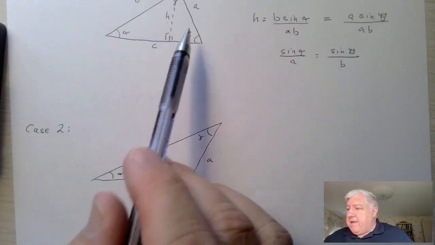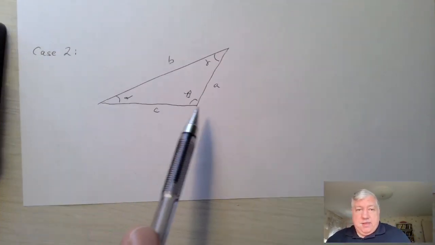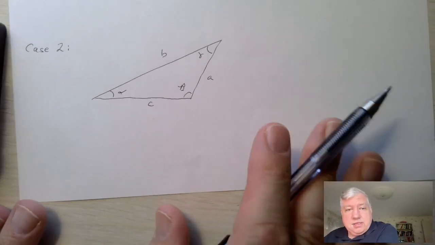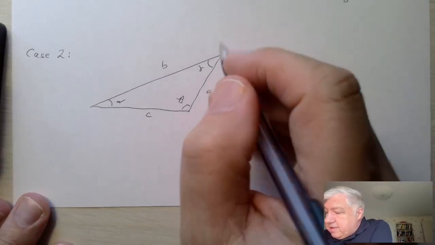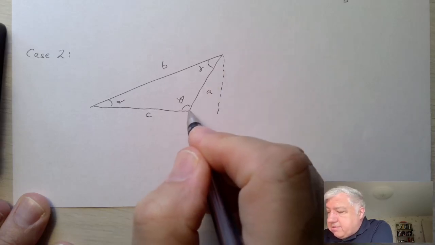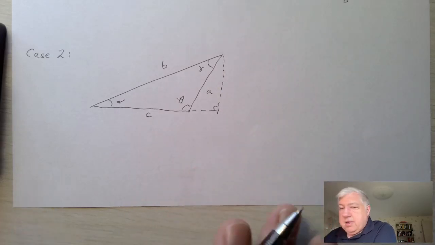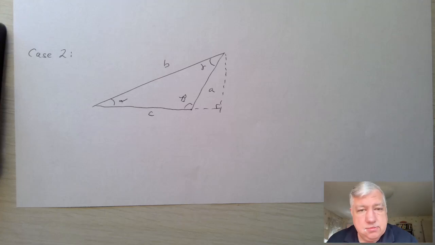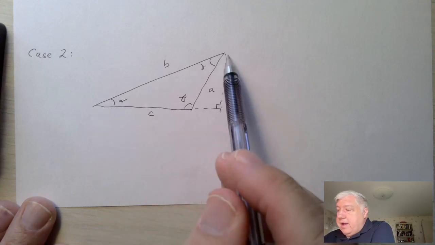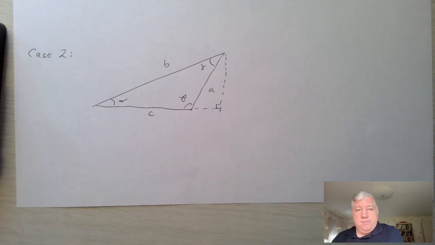Now, if you do that, you might get something like this. In that case, it's not terribly different. We still want to take the altitude of the triangle. In this case, it's going to be over here. And now we get two right triangles again. We have one here and one here.